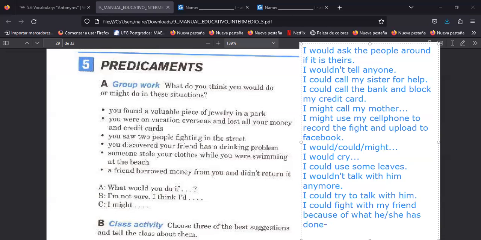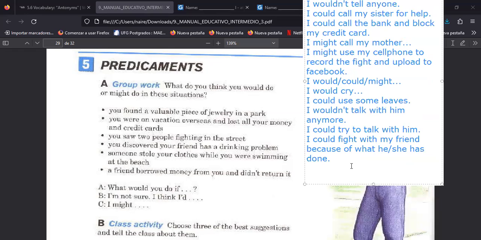Okay. Let's see. Michelle, how about you, Michelle? What do you think, Michelle? Neftali? So a friend borrowed money from you and didn't return it. Okay. For me, it depends. If it's $5, $10, or $20, it's no problem. But if it's $100, it will be a problem. And ask him or her what happened.